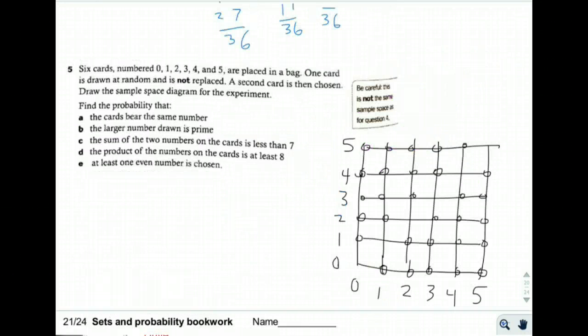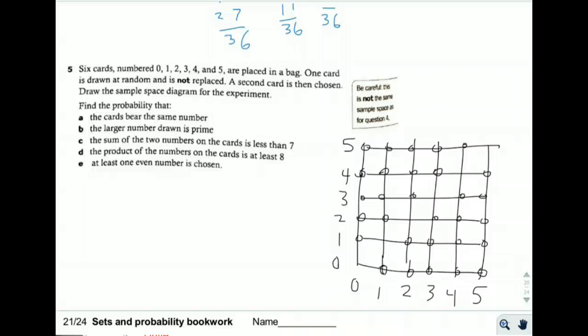This last one is kind of interesting because it's the same experiment as number 4, where you draw the card out, but after you draw it out the first time, if you pick a 0, for example, you don't replace the card. So on the second draw, if you picked a 0 on the first draw, you're not going to pick a 0 on the second draw. If you picked a 1 on the first draw, you're not going to pick a 1 on the second draw.